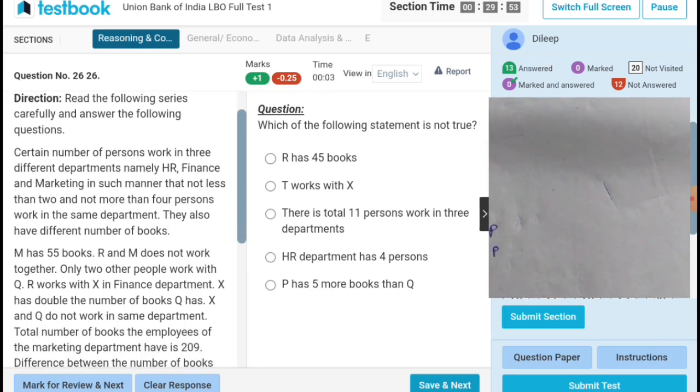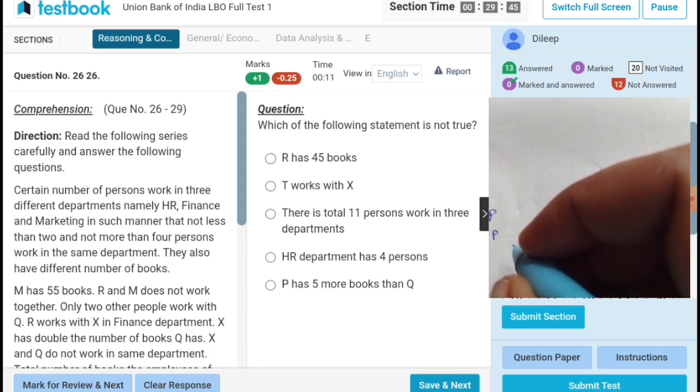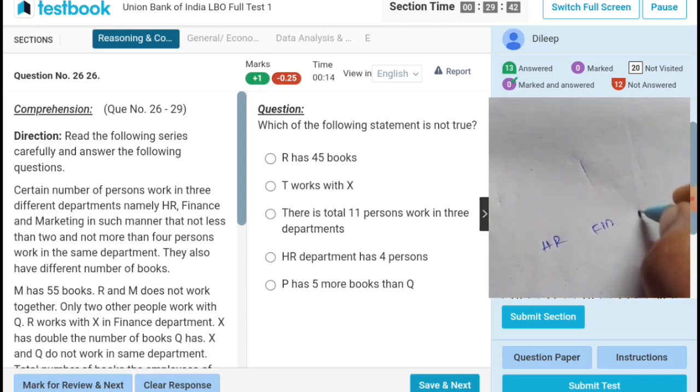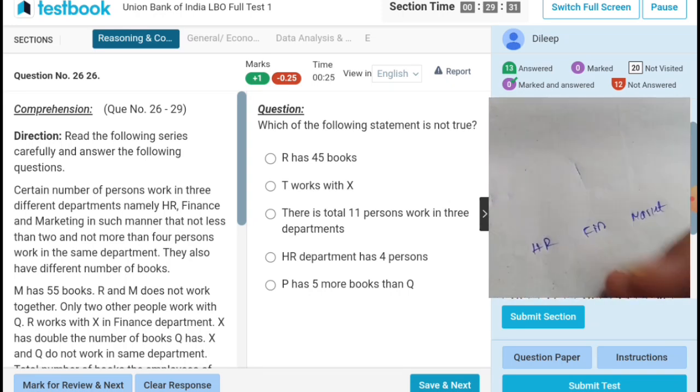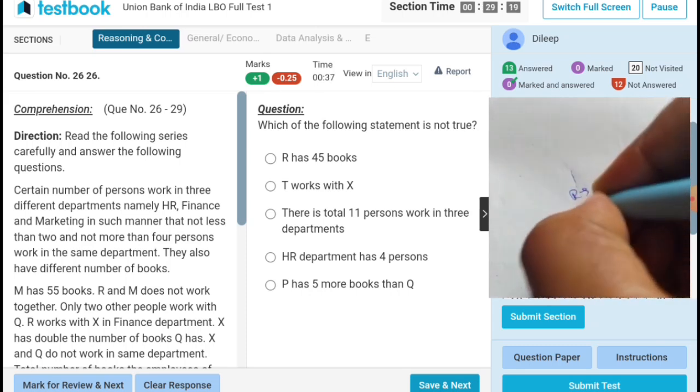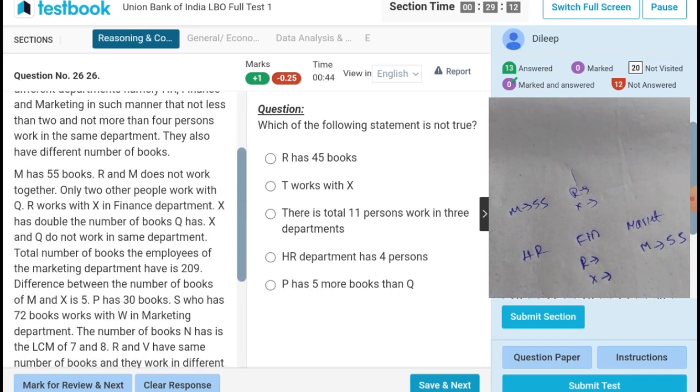Next, a number of persons working in three different departments, namely HR, finance, marketing. Not less than 2, not more than 4. R and M do not work together. Only 2 other people work with Q. R works with X in finance. X and Q are not in the same department.